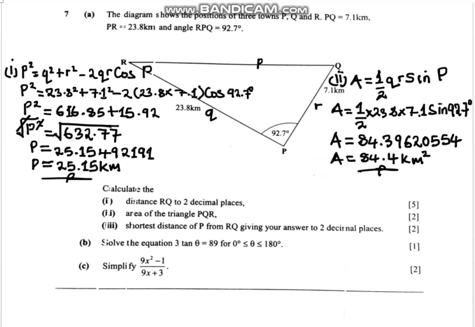Then going to Roman numeral 3, calculate the shortest distance of P from RQ, giving your answer correct to 2 decimal places. So for this part, what we are looking for here is a shortcut, a line that will connect the line RQ to P. So first of all, let's draw this line.